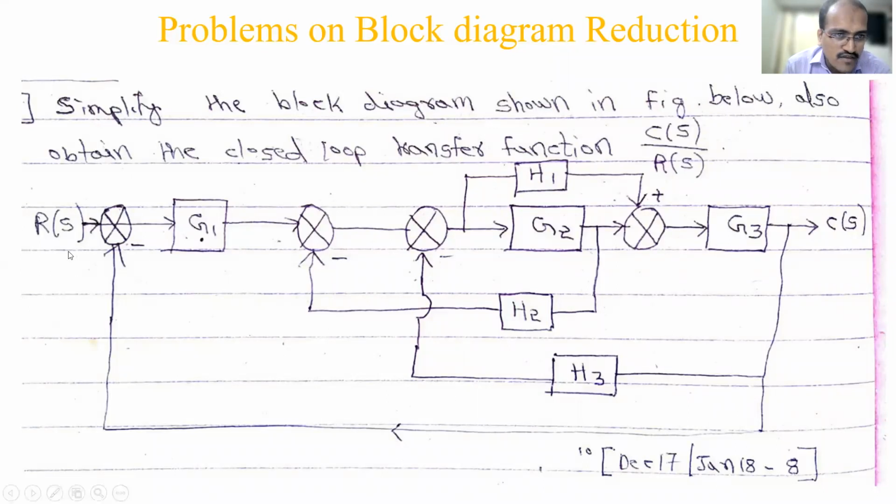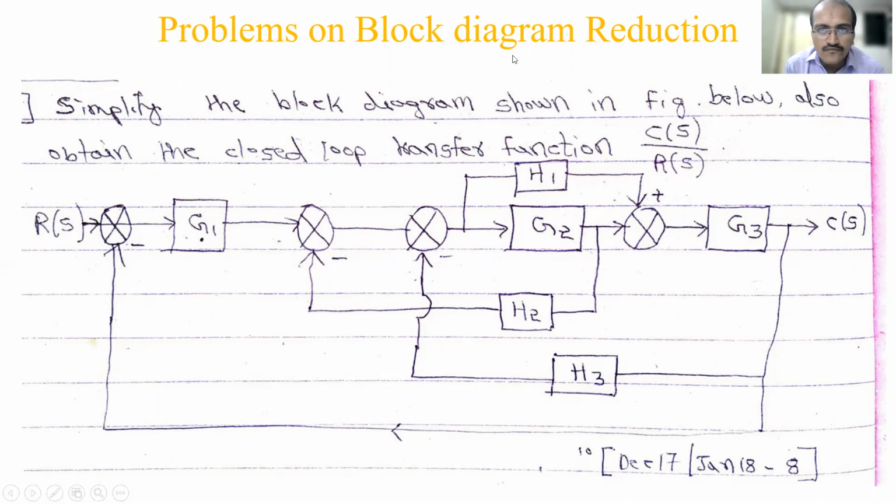See here, R of S, we have the summing point here. See the minus sign. G1, again summing point, minus sign. Then again one more summing point in series with minus sign. Then G2 is there, and above H1 is there. Then the summing point here, takeoff point, G3, H2, H3, and this is a unity feedback path, the lower one. So this is the problem.